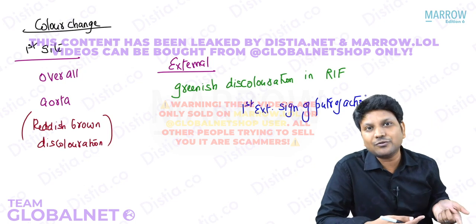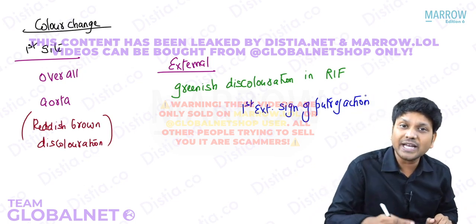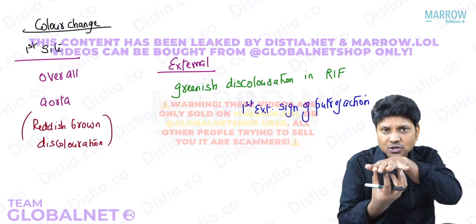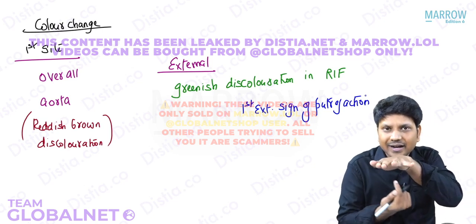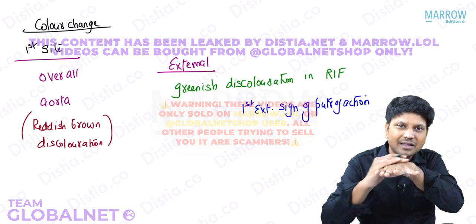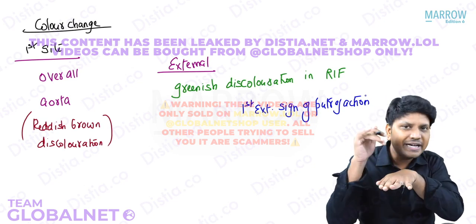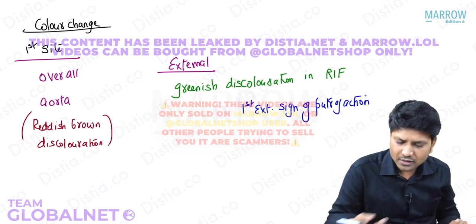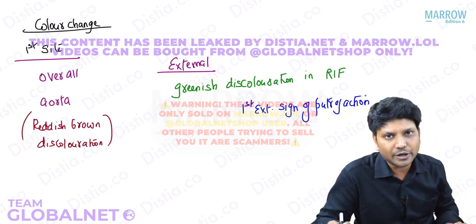Why not in the left iliac fossa? The right iliac fossa is where you have the cecum, which has a lot of bacteria, and it is very close to the skin. Whatever changes occur in the cecum are very easily visible in the right iliac fossa. Initially it is seen in the right iliac fossa, then it spreads throughout the abdominal wall, right? Then you can see the discoloration of the entire body.